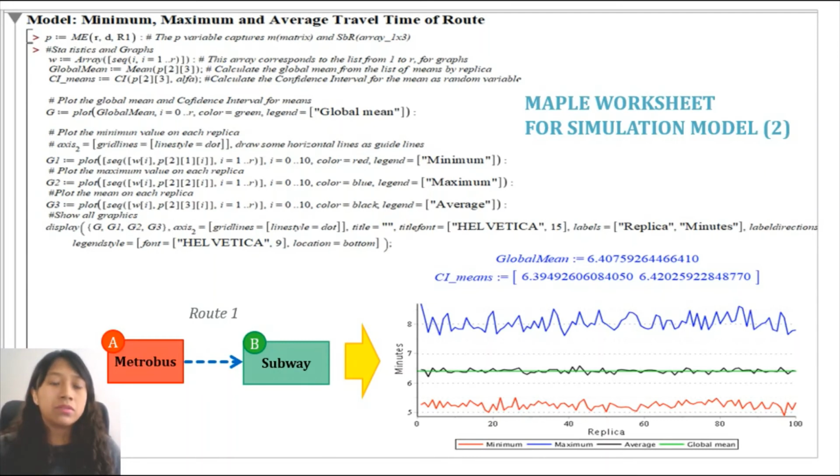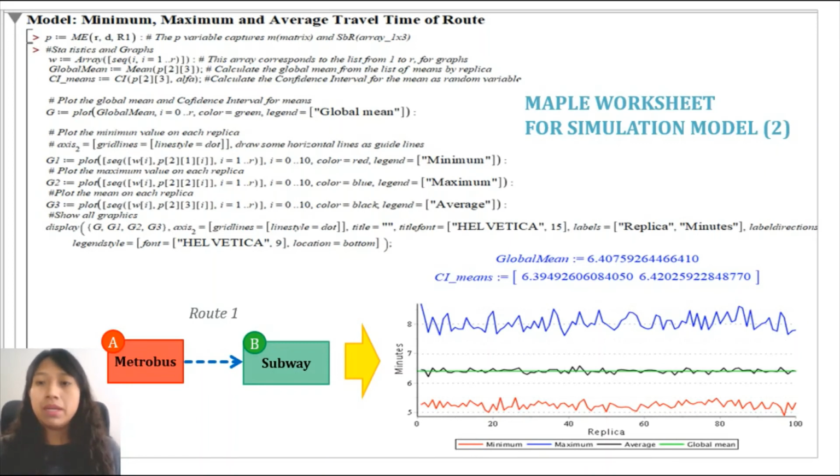The graph shows three important values from each replica: minimum value in red color, maximum value in blue color, and average value in black color. With this graph, we can see and analyze the behavior of these three variables in each replica. We also get the global mean from all data and the confidence interval for the mean. The global mean is shown as a horizontal green line in the graph.